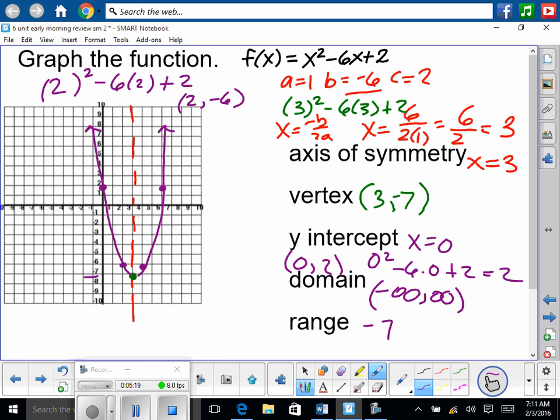Now here's the catch. It included -7. You've got to put a bracket, yeah. My infinity is kind of weird on that.